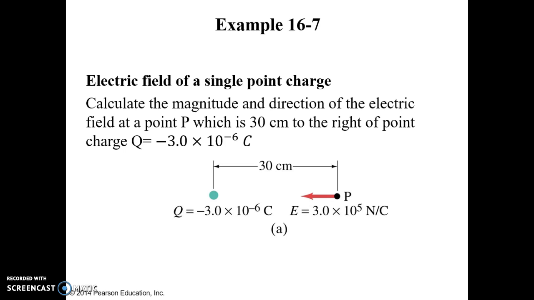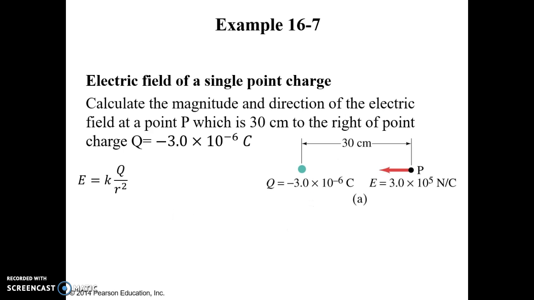Okay, I think we're ready for our first example. We want to calculate the magnitude and direction of the electric field at point P, which is 30 centimeters to the right of the point charged particle, which is -3 times 10 to the -6 coulombs. We'll apply this equation to find the electric field strength at point P away from the negatively charged particle.